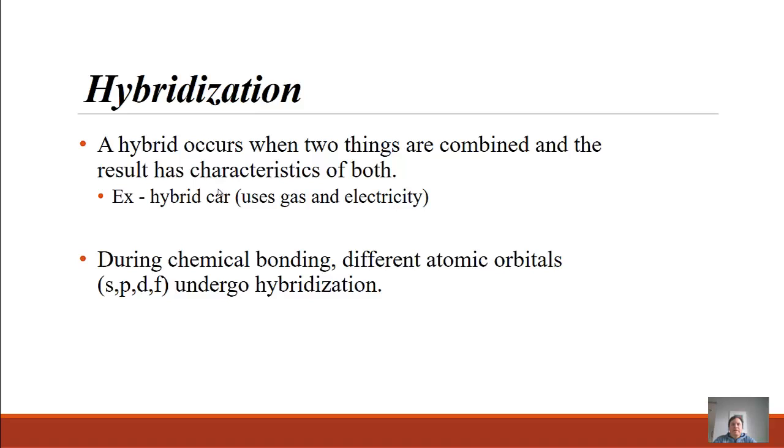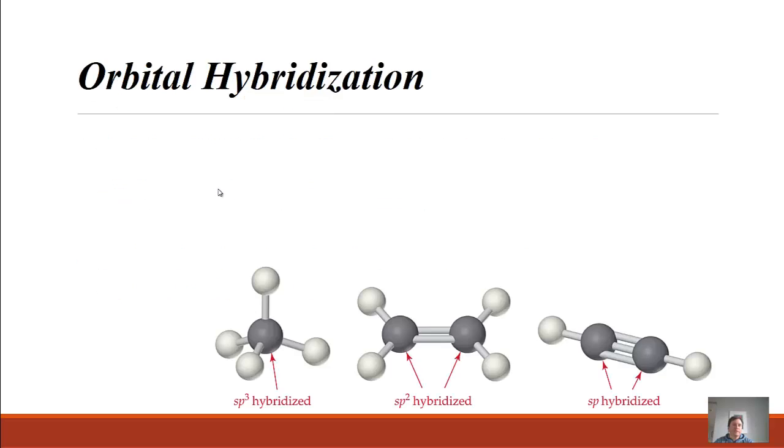When we talk about it as far as chemistry goes, what we see is that during bonding, when we're making these molecules, these different atomic orbitals we talked about, the S, P, D, and F, undergo hybridization. They mix with each other and end up actually forming a new type of orbital, and that's what we're going to talk about today.